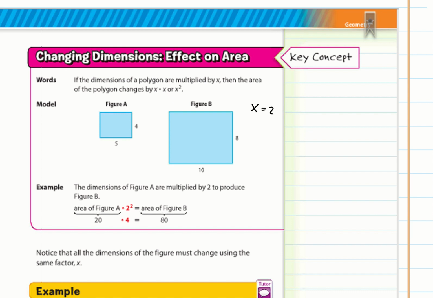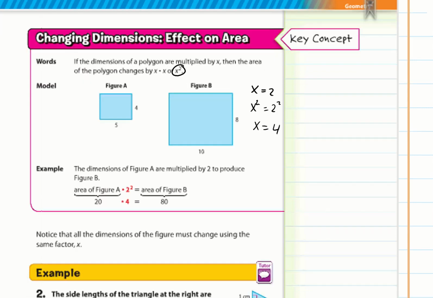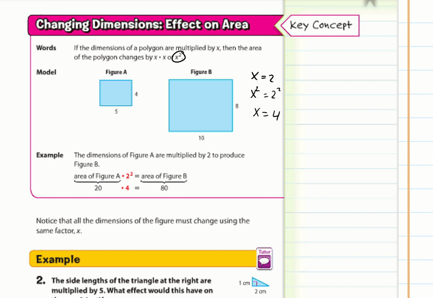So I'm going to say that one more time. 4 times 2 is 8, 5 times 2 is 10. That's why we're going to say x equals 2. Now what this is saying, so I found my x, but in order to solve my problem, I need to know what x squared is. So x squared is going to equal 2 squared. So that means my x squared is going to equal 4. So my area is going to be 4 times as great.